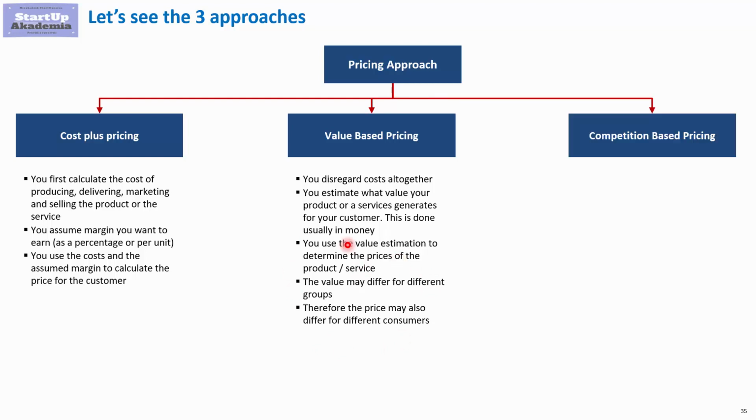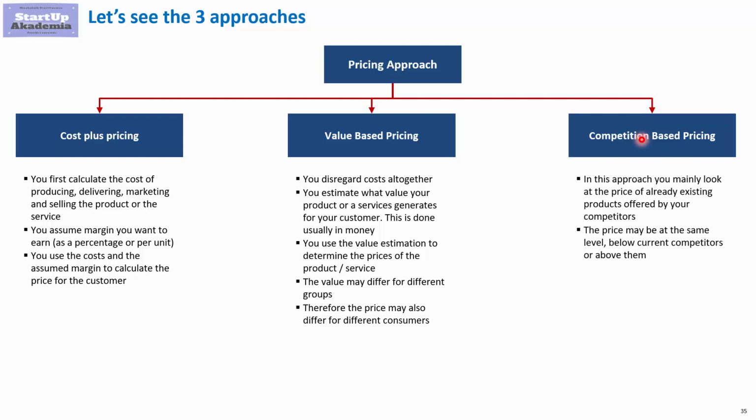The third approach, called competition-based pricing, is used quite often on crowded, mature markets. It may also be used as a supporting way to determine the price of a product. In competition-based pricing, the main point of reference is obviously the prices of products set by your competitors. In this approach, we look at the prices of the products which are already in the market, and then we have to decide how we price our product. Do we price it below, above, or at the same level as the competition?